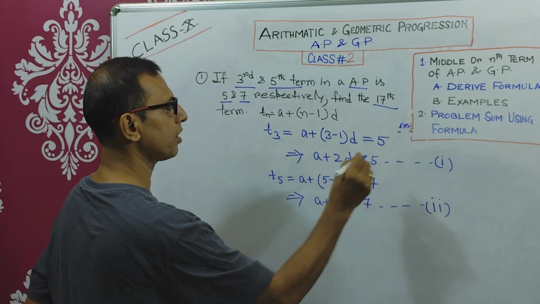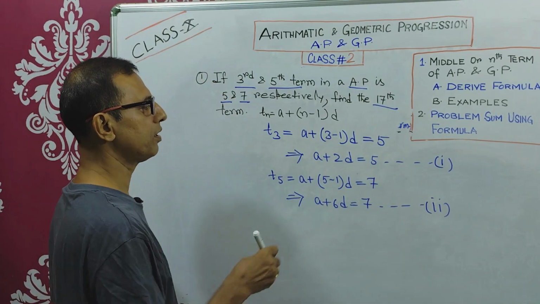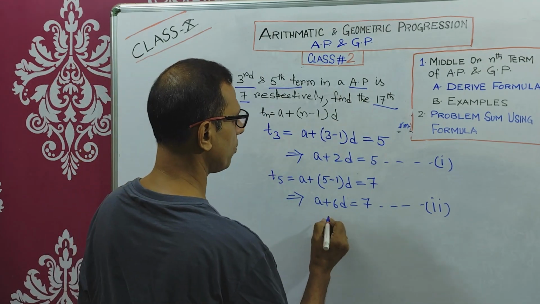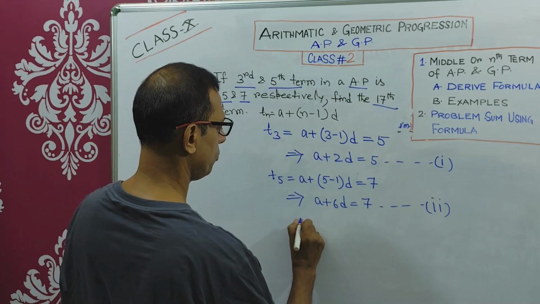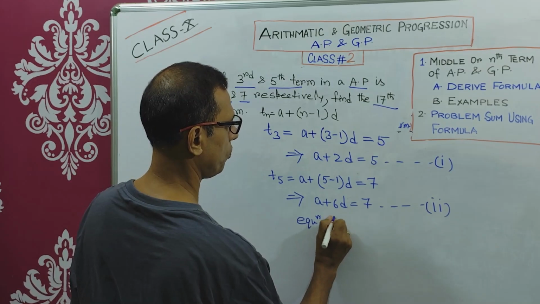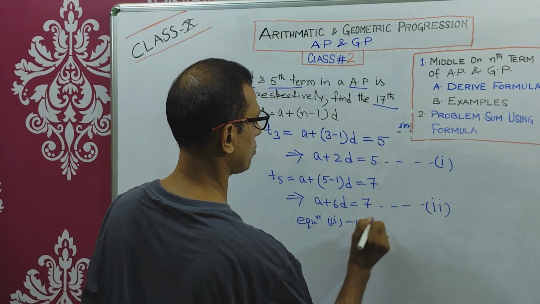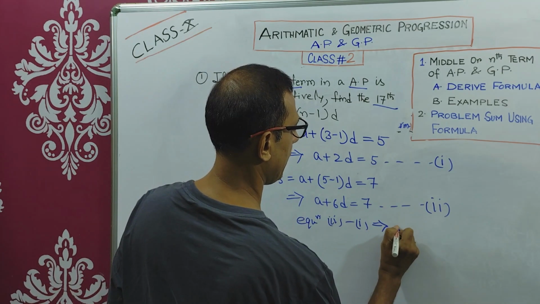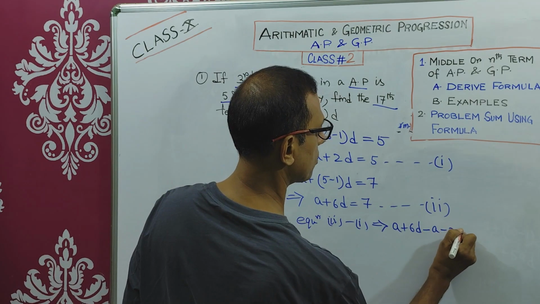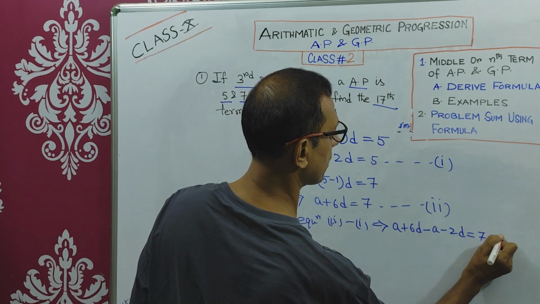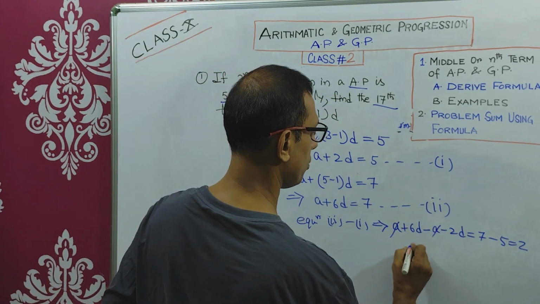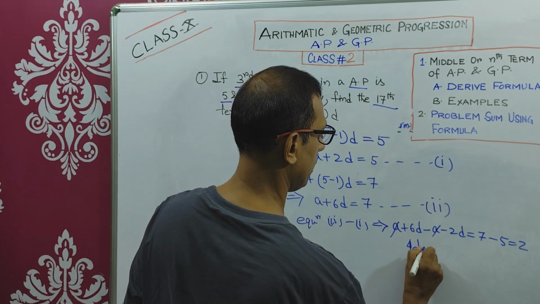Now you have two equations and two variables. So you can easily find the D value and A value from here, and you can find the 70th term. So how will we do it? If I do equation 2 minus equation 1, it will be A plus 4D minus A minus 2D equals 7 minus 5, equals 2. So A is cancelled. So 2D equals 2.